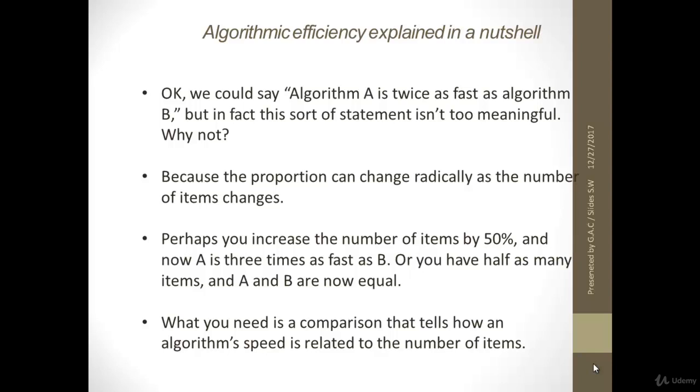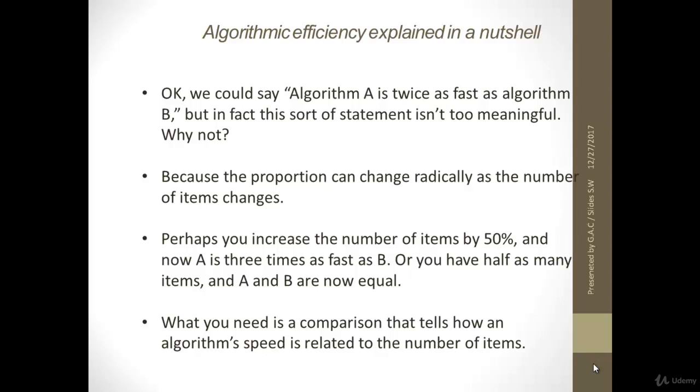Because the proportion can change radically as the number of items changes. Perhaps you increase the number of items by 50%. If it's a sorting algorithm and you increase the number by 50%, now algorithm A is 3 times as fast as B, or you have half as many items, and now you might see A and B are almost equal.